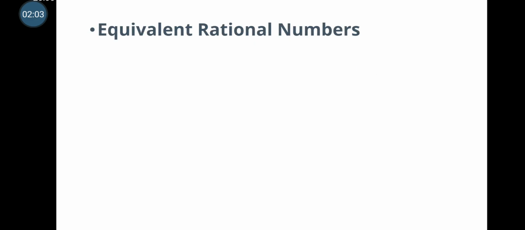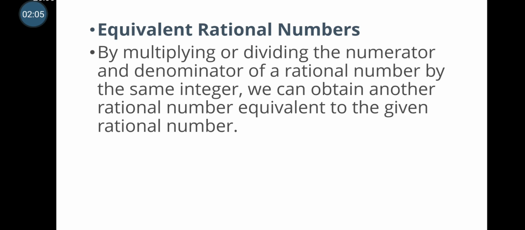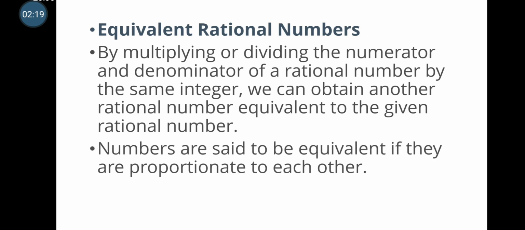then equivalent rational numbers. By multiplying or dividing the numerator and denominator of a rational number by the same integer, we can obtain another rational number equivalent to the given rational number. This you have learnt in your fractions, where you do the equivalent fractions. The same steps we are going to learn for rational numbers also. Okay, so we have to multiply or divide by the same number for the numerator and denominator. Then we can obtain an equivalent rational number.